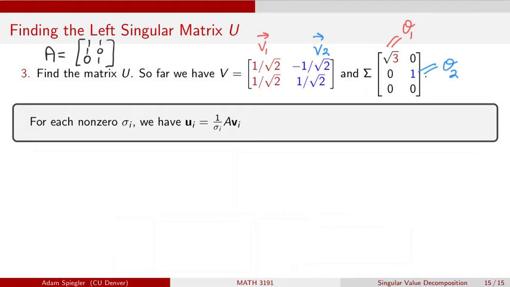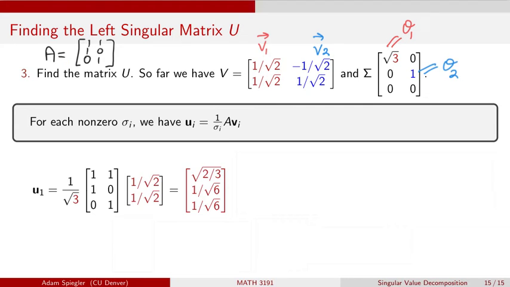Okay, so to find the columns of matrix U, we need to know the singular values, which we have organized in sigma, and we need the vectors v1, v2 that we've organized in matrix V, and then we have our matrix A, the 3 by 2 matrix that we started with. So we can solve for U1 by taking 1 over sigma 1 times matrix A times the vector v1, and simplifying that gives us a column vector with 3 entries.